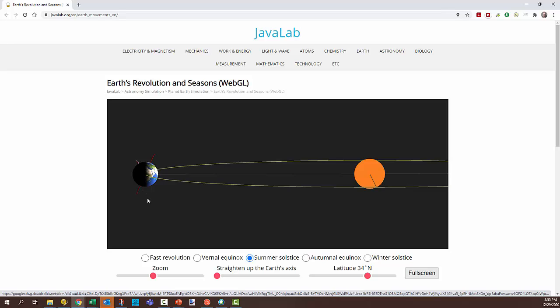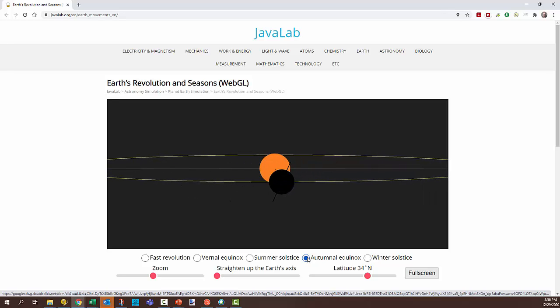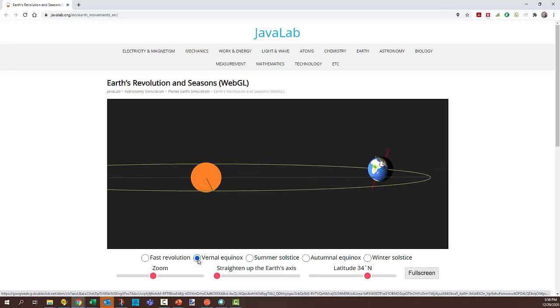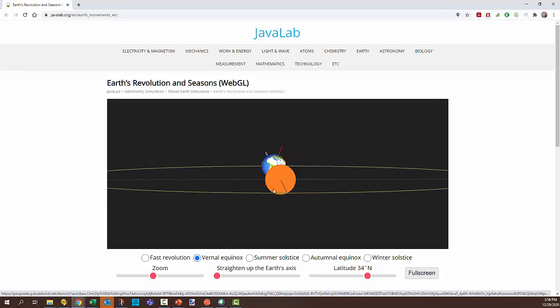Now note how, when we are seeing the Earth rotating about the sun, this axis is always tilted towards the right. It's not always tilted towards the sun. Now it is, but it is tilted towards the right. For example, look at it here. It's still tilted towards the right. Here, it's again tilted towards the right. And here, it is again tilted towards the right.